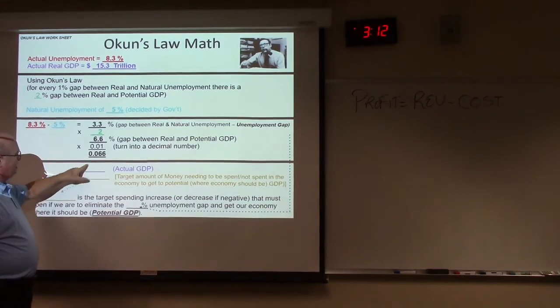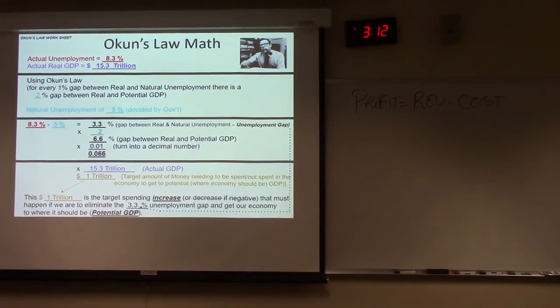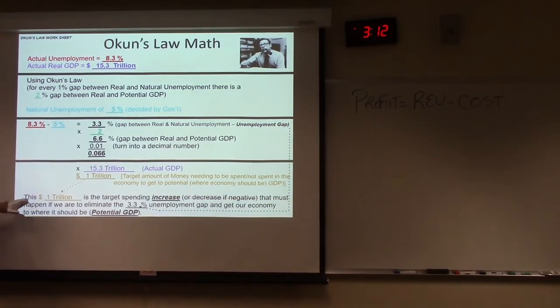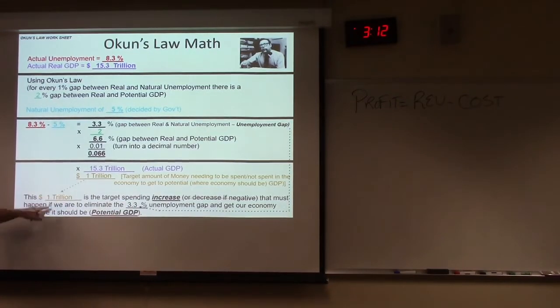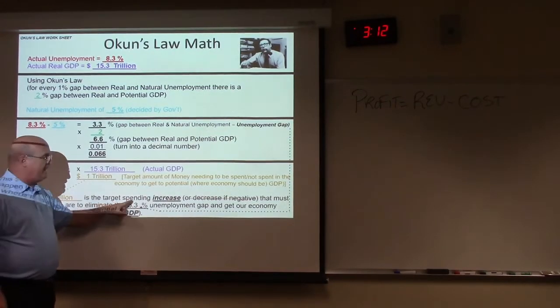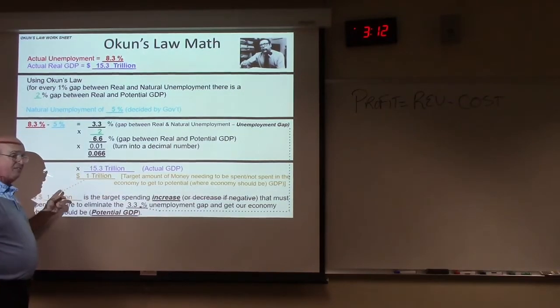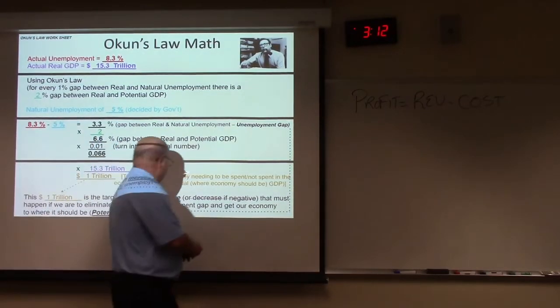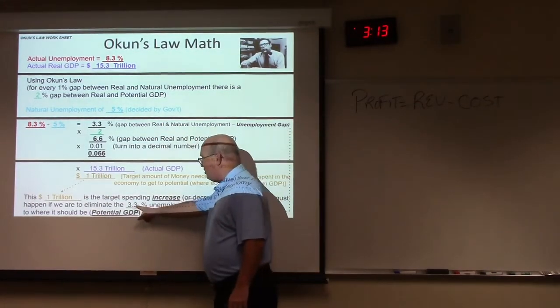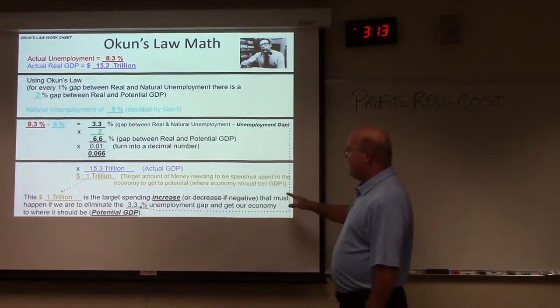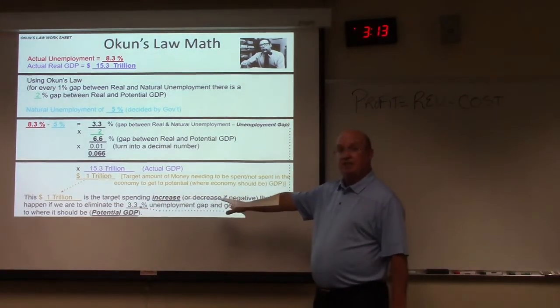15.3 times that 0.066 gives us $1 trillion. Or in other words, to get rid of that 8.3%, bring it back down to 5, we have to increase spending by $1 trillion. That trillion we put here, this 1 trillion is the target spending increase because it's positive. If it was negative, we'd have to decrease. So it's an increase. We cross this one out. That must happen if we are to eliminate the 3.3% unemployment gap and get our economy where it should be, potential GDP.